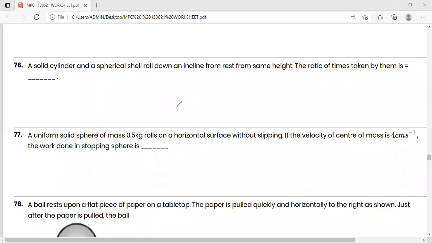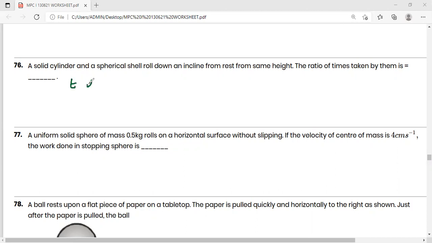Question 76. A solid cylinder and a spherical shell. Both are spheres only. Okay. One is a solid cylinder, the other is a spherical shell. Roll down an incline from rest from the same height. On the same incline, they are falling down. The ratio of times taken by them. So time only they're asking.